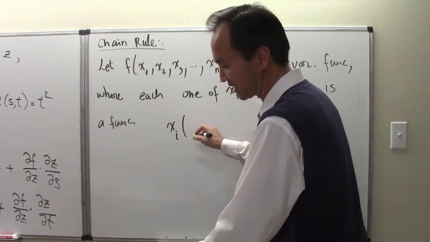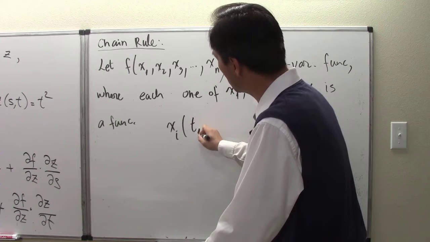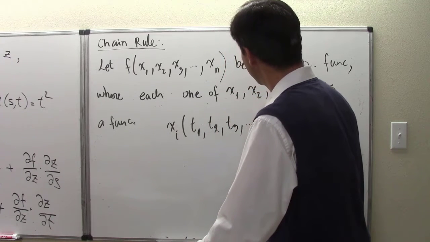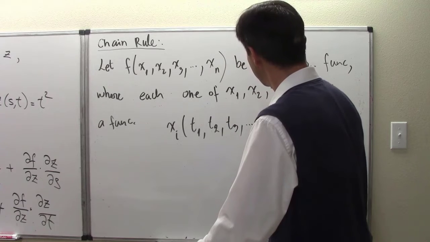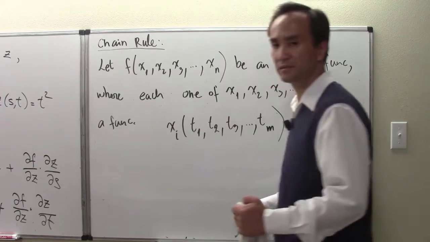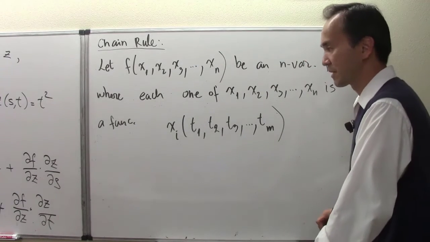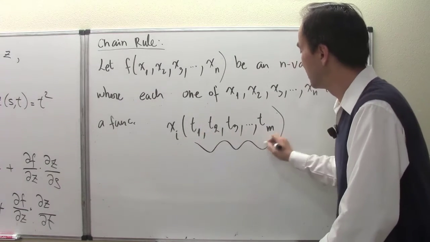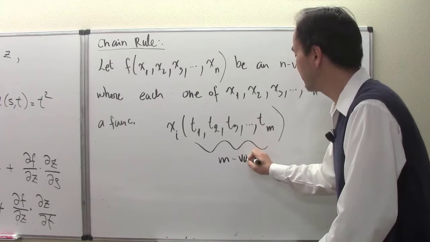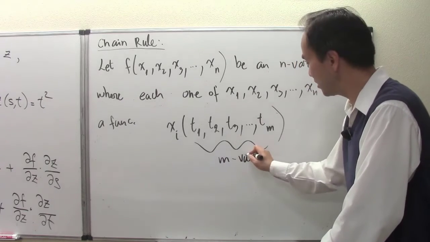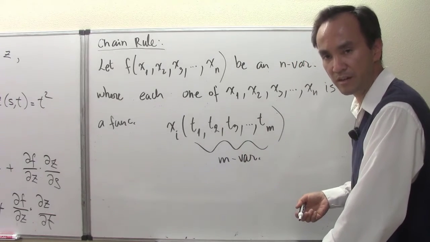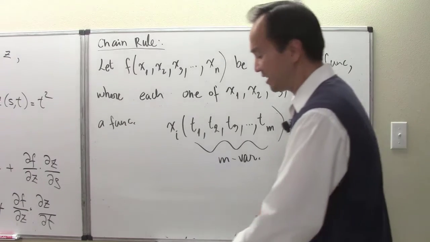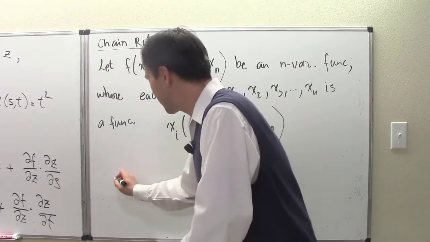Let's name the other variables t1, t2, t3, and being as many as some m variables. So it's an m-variable function, and m could equal n. The same number of variables in each level right there. All right, and so now as a generality, the chain rule says as follows.